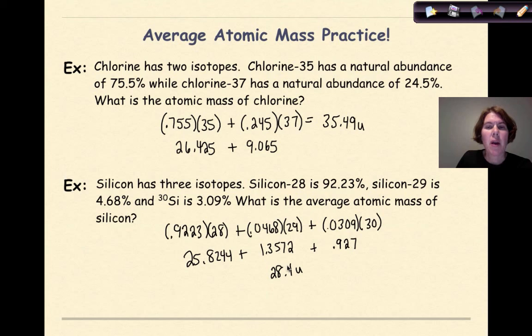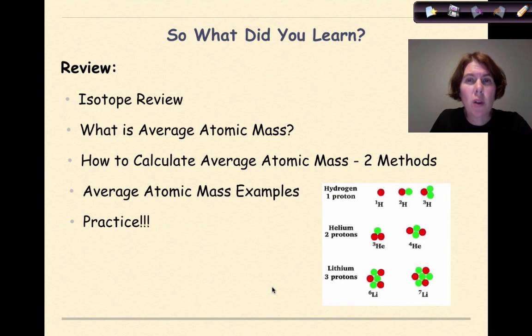And again, the best thing always to do is, if you know that you're dealing with this type of situation, go to your periodic table, check the average atomic mass that's listed on there. Your answer should be relatively close. So what did we learn in this little tutorial? Well, we went over a little review of isotopes. We talked about what is average atomic mass. I showed you 2 different methods to calculate average atomic mass. We did some average atomic mass examples, and then finally at the end we did a little bit of practice.